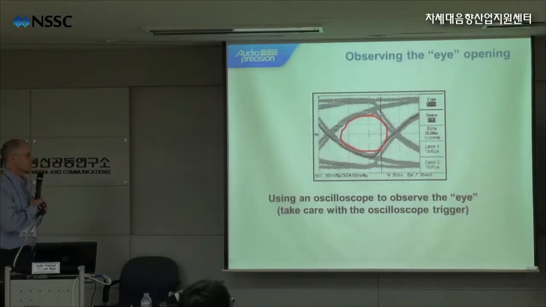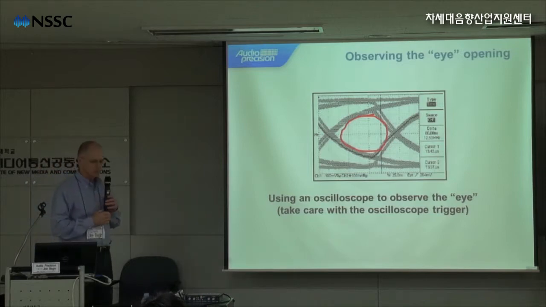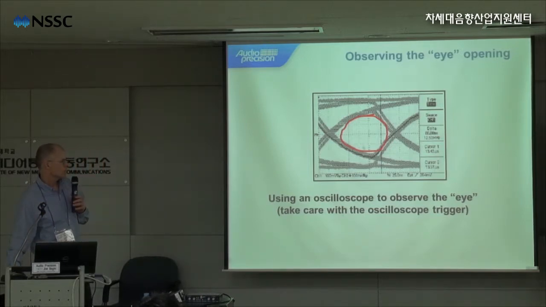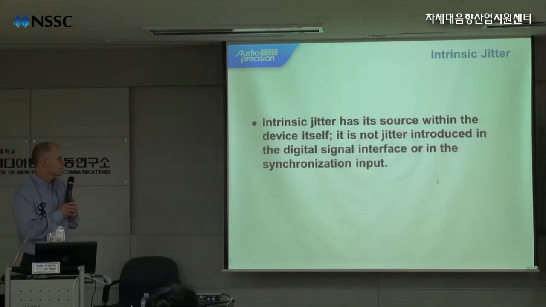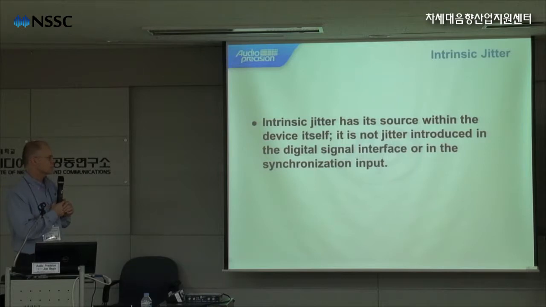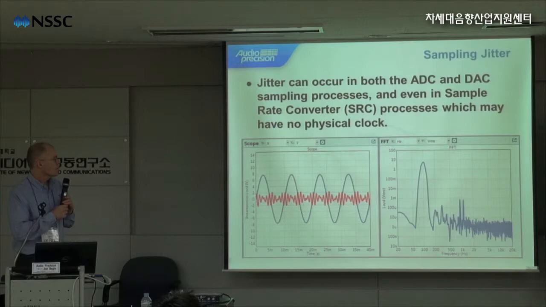Okay, so we saw a graph like this earlier, which had the eye pattern on an oscilloscope, and this is an example of the eye opening on a signal that is much more degraded than the one we saw earlier. As you can see, it's barely recognizable. So this one would probably have severe problems. Now, intrinsic jitter has its source within the device itself. It's not jitter introduced into the digital signal interface or in the synchronization input. Sampling jitter can occur in both the A to D converter and the D to A converter sampling processes, and even in sample rate converter processes, which may have no physical clock.